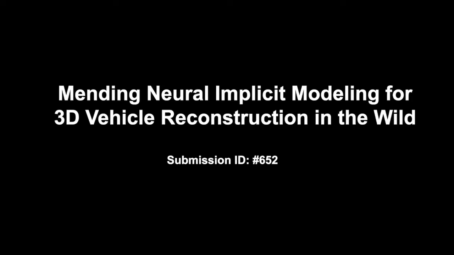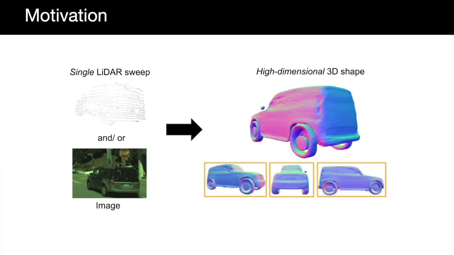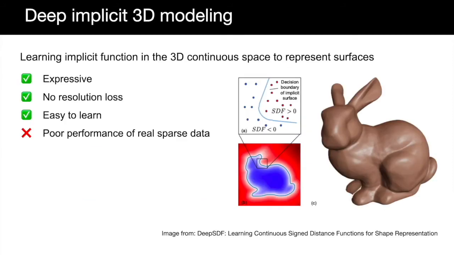Mending neural implicit modeling for 3D vehicle reconstruction in the wild. Reconstructing high-quality shapes from partial single-view observations is an important task for applications in vision, graphics, and robotics. However, it's extremely challenging. Recently, deep implicit modeling has shown promising results for 3D object reconstruction on synthetic or dense data. It learns a continuous implicit function in the 3D space to represent high-quality surfaces. It is powerful, high resolution, and easy to learn, but it has not performed well on real-world partial data.